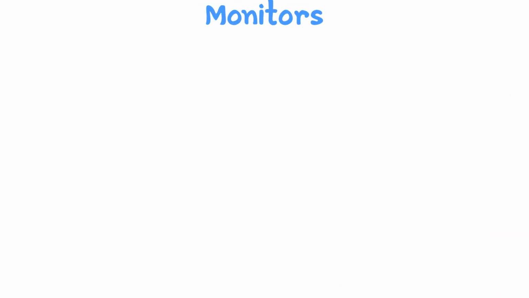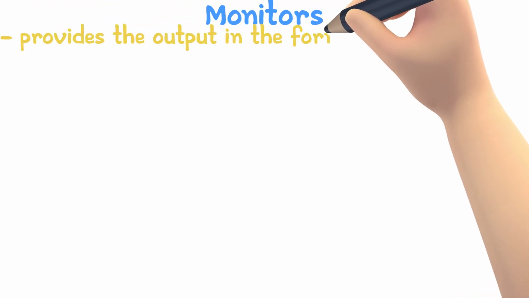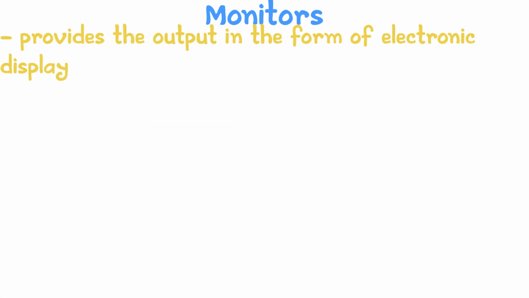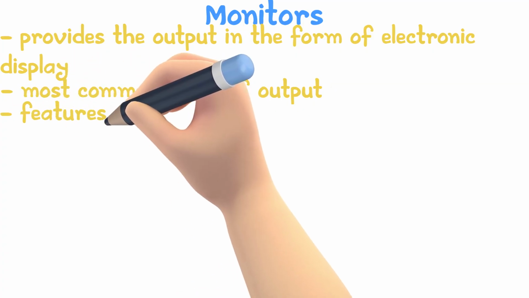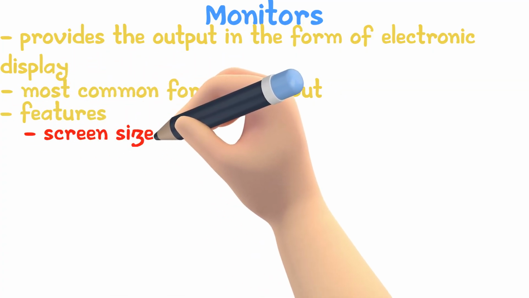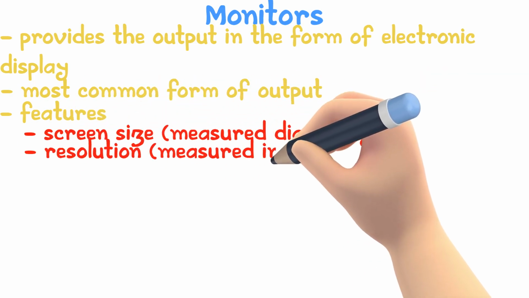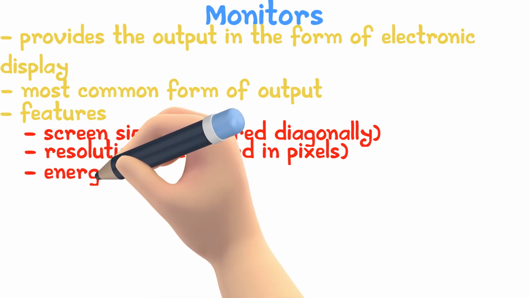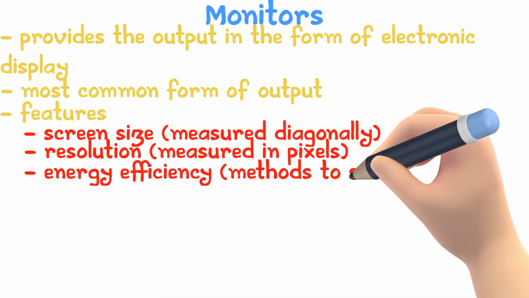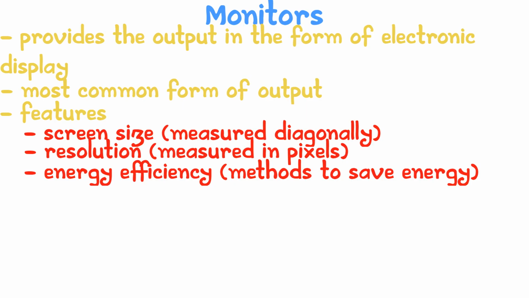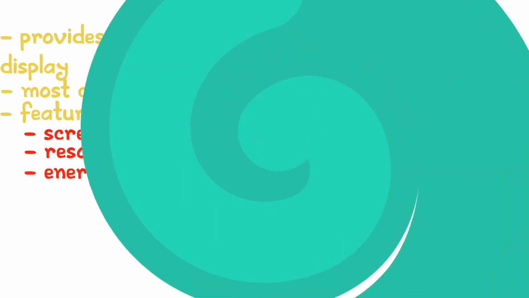Monitors. A monitor provides the output as a form of electronic display. It is the most common form of output. Some of the monitor's features include screen size, which is measured diagonally, resolution, which is measured in pixels, and the energy efficiency, which are the methods to save energy like screen savers or low power standby.